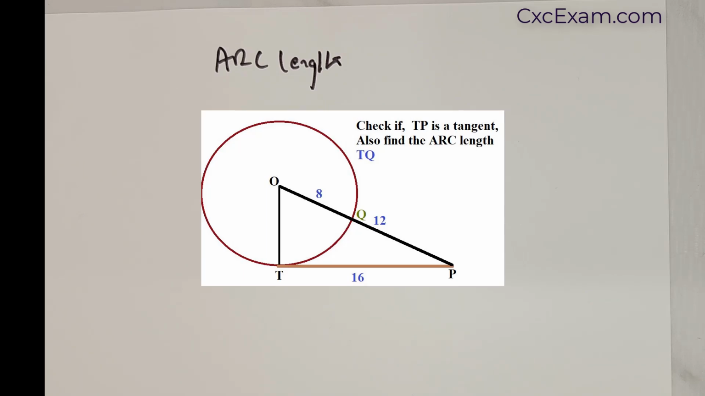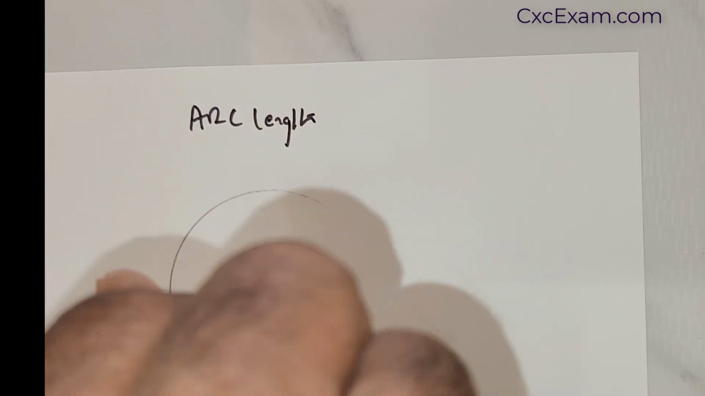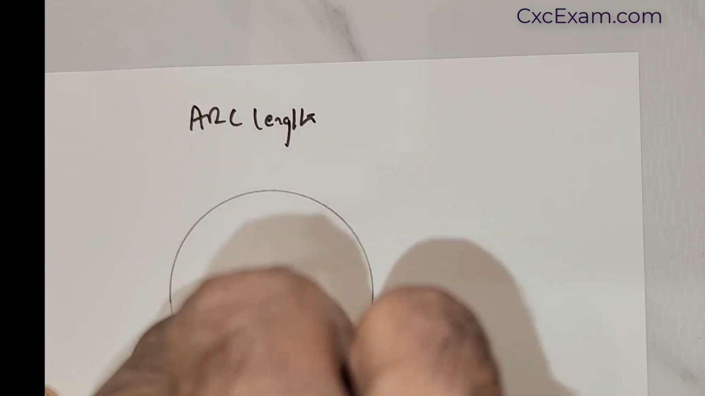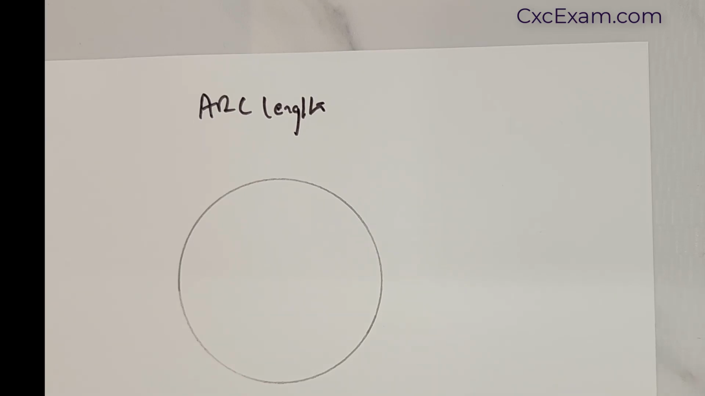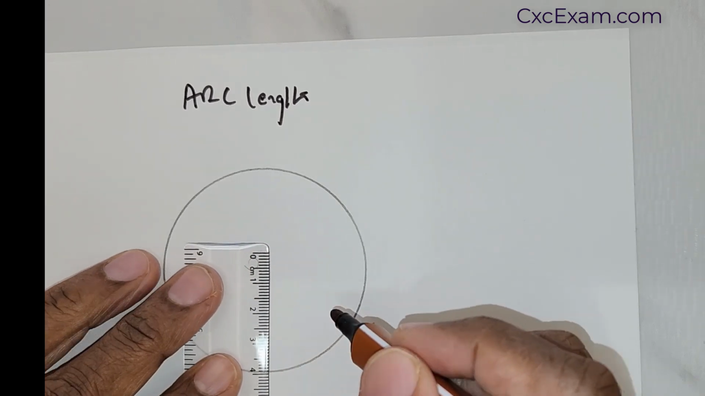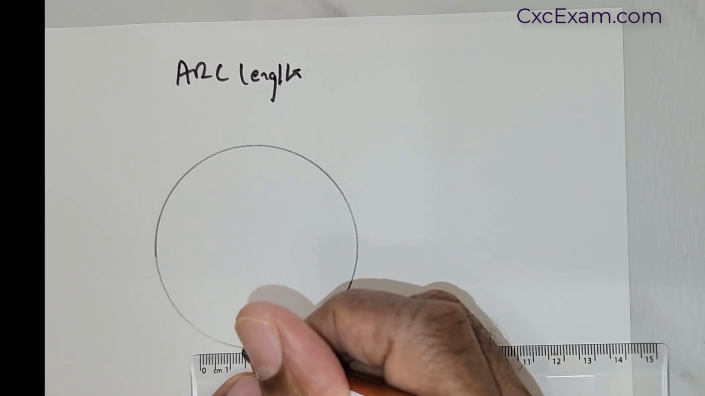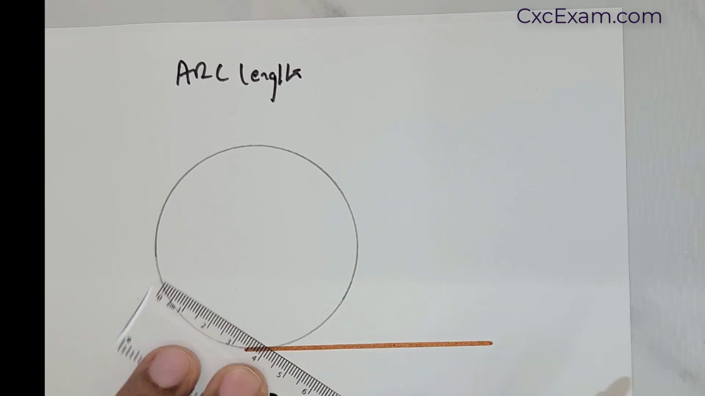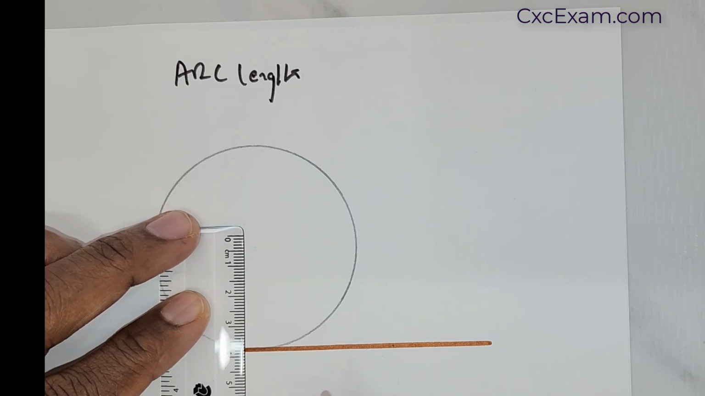Good day, everybody. We are studying the concept of arc length. So we need a circle. Okay, having got that circle, let's move on. Now we need a tangent line. So this is the tangent, and it is a point of contact.